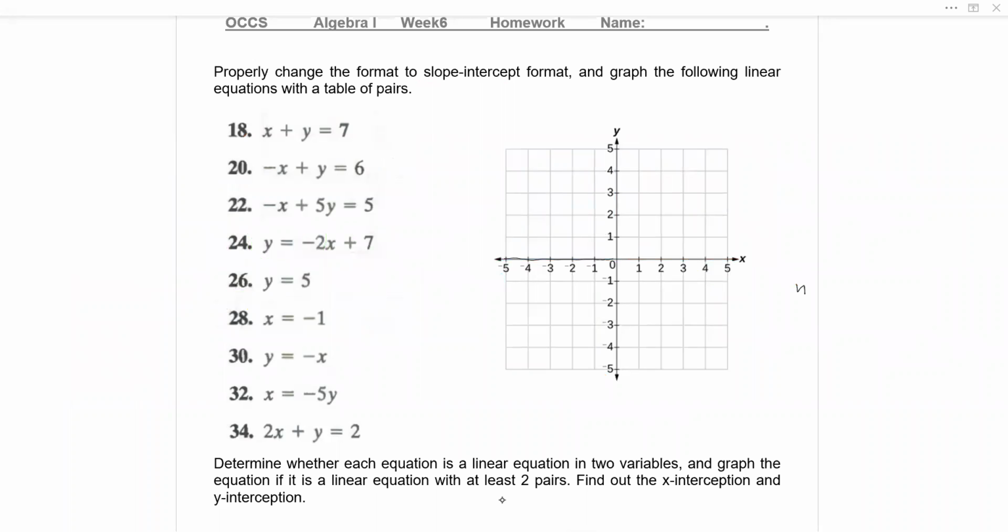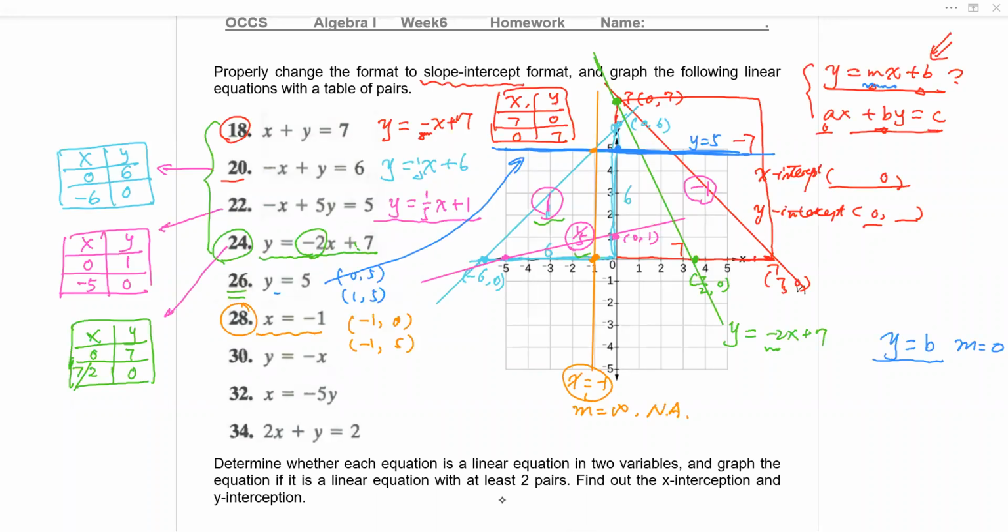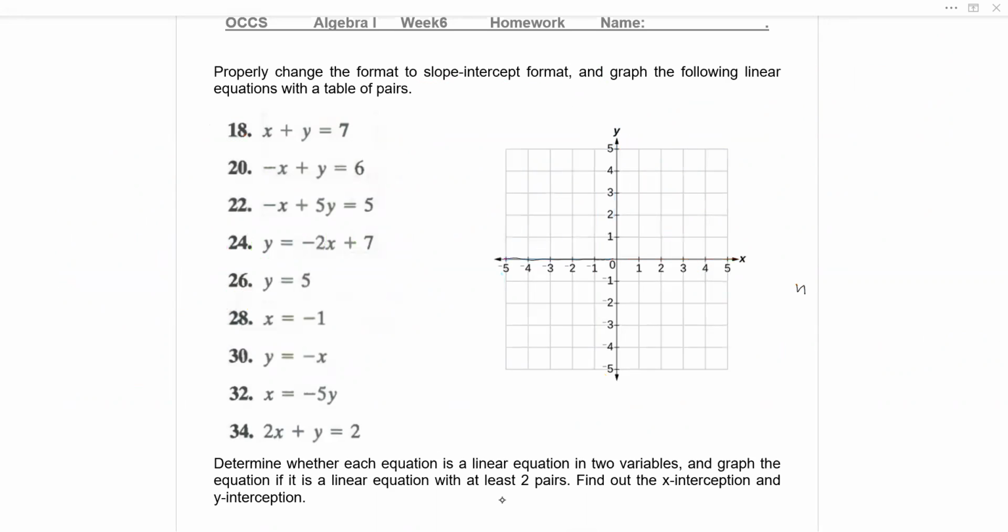Let me clean the screen. Before I clean the screen, you can print screen if you like. I'll give you 2 seconds. So I clean it. All right, let's move on to 30.